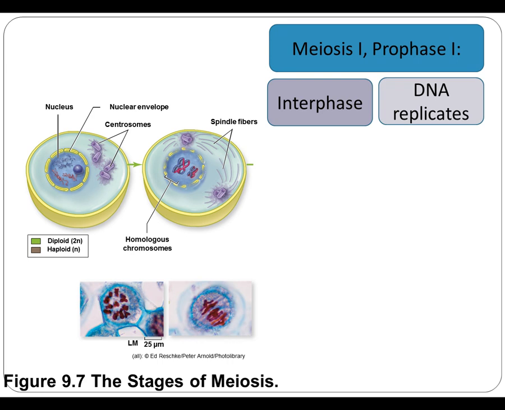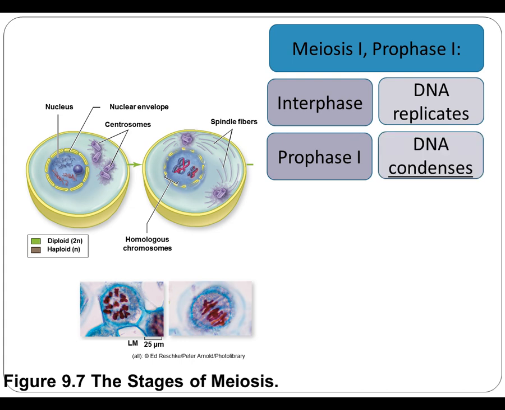Then we get more specifically into prophase one itself. As you guys identified, we said the DNA condenses, okay, where it becomes visible. And so we're looking under a microscope, we can see the DNA. What begins to pair up here? What begins to associate together? What can we call these?